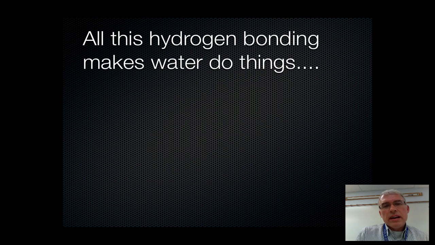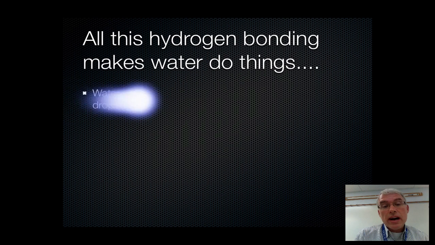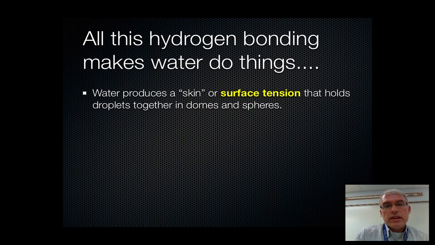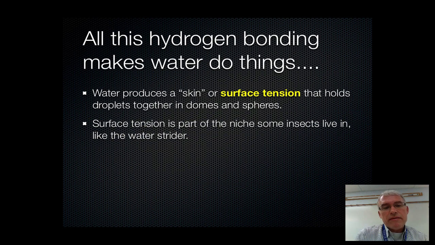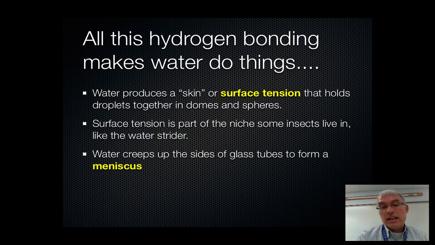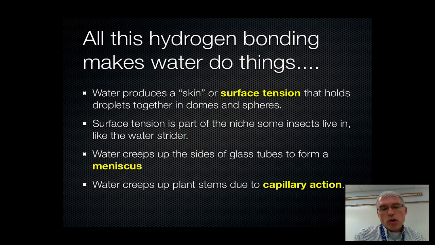Okay, all this hydrogen bonding makes water do things that are important to biology. And one of the most important things that water can do is it can form a skin or possess something called surface tension, which holds droplets of water together against the force of gravity. And this tension can form a skin on the surface of water that some insects can actually walk on. I'll show you a picture of that in just a second. And it also makes water creep up the sides of tubes and form that curved surface you're probably all familiar with called a meniscus. The creeping of water up thin tubes or tubes inside of plant stems produces an effect called capillary action, which is how plants absorb water. So let's look at some pictures of this.